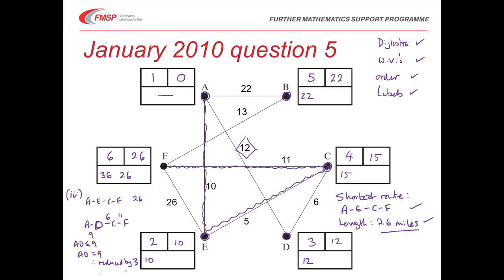There is only 1 mark for giving the right answer, so although I've written down my reasoning, there is a mark for saying either AD equals 9 or AD is reduced by 3.